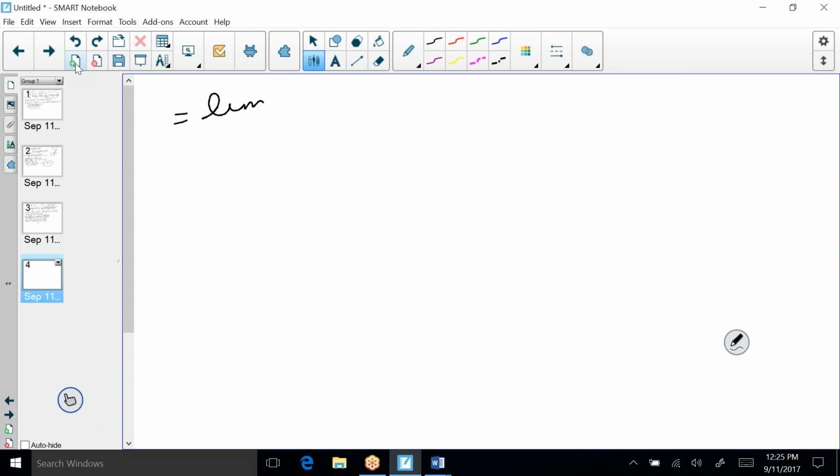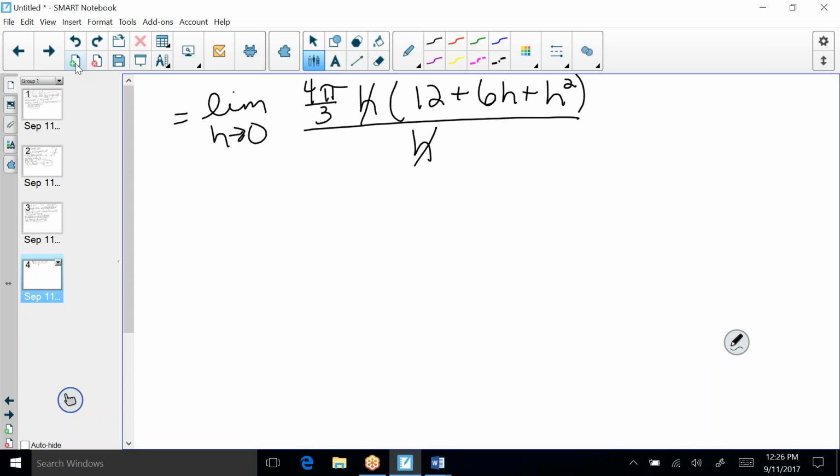So that's going to be equal to the limit as h goes to 0 of 4/3 pi. And now we can factor out an h because all the terms that we had left in the numerator have an h. And after we factor out the h, what's left is 12 plus 6h plus h squared divided by h. And now we can cancel the h's. And now if we're taking that limit as h goes to 0, we can plug that 0 in for h.